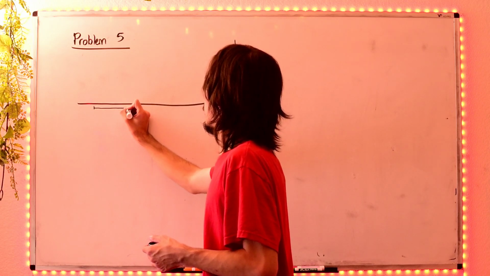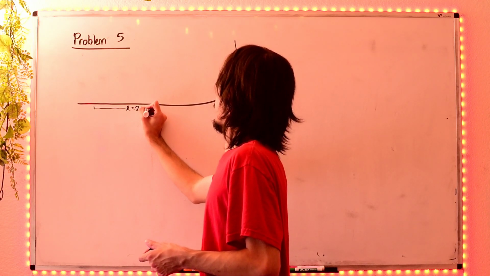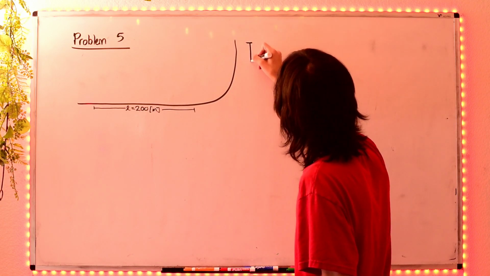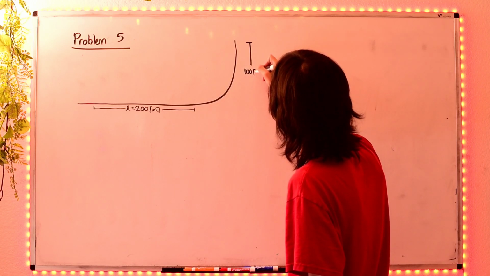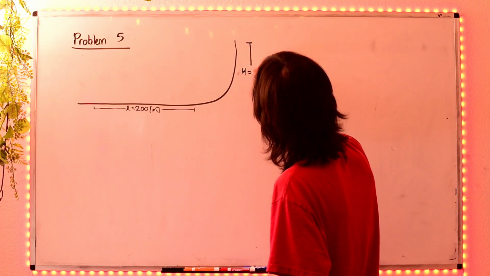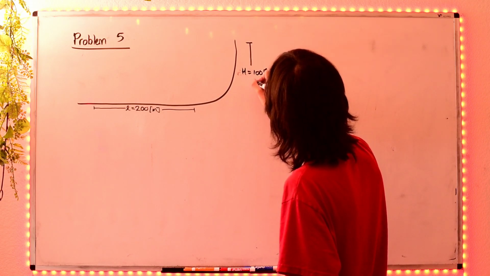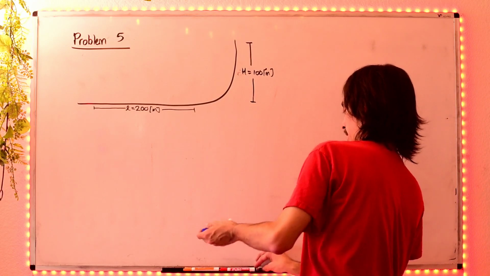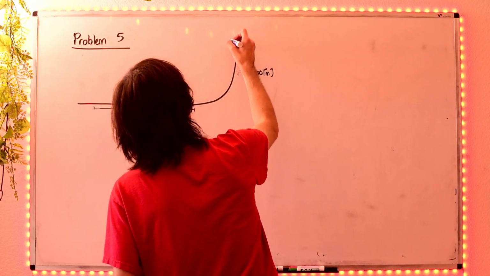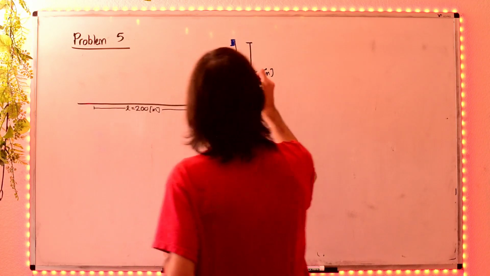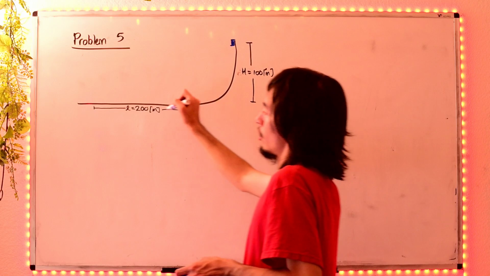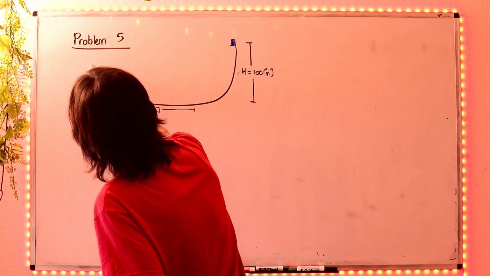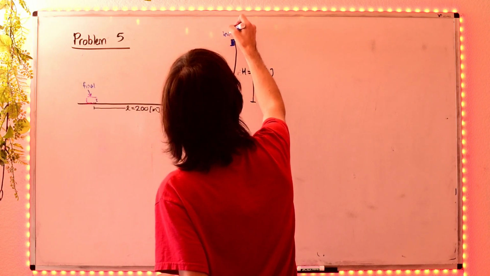So here's that section that's 200 meters long, and there's a point up here which is 100 meters in height from the horizontal section. So they start at the top of the tower here, and they slide down this track and go all the way over to this point right here. So that's where they end up. So that's the final, and this is the initial.